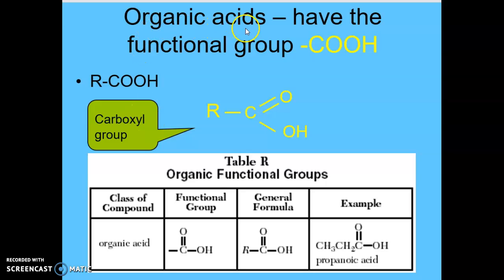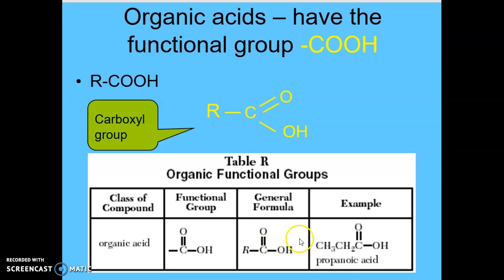The organic acids have a functional group COOH. The carbon is bonded by a double bond to an oxygen and by a single bond to the hydroxyl group. But this group together is known as carboxyl group, and is a characteristic group of the organic acids, also known as carboxylic acids.